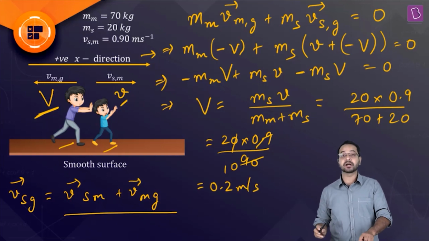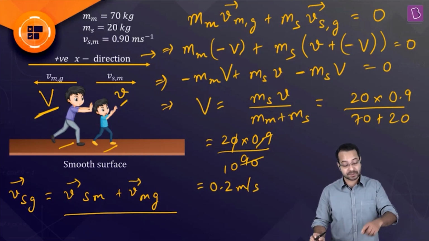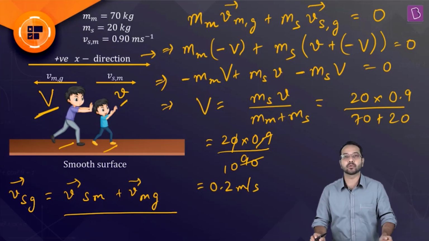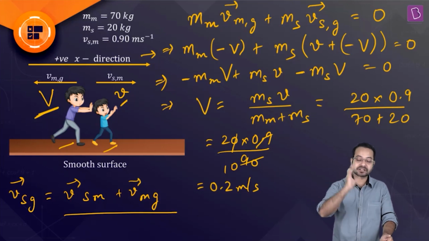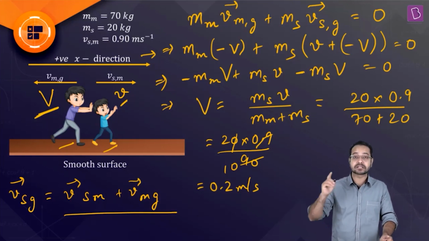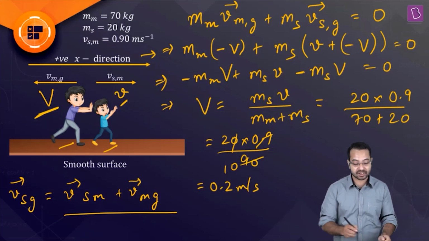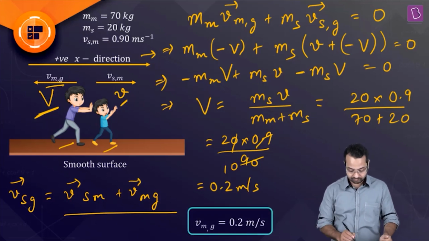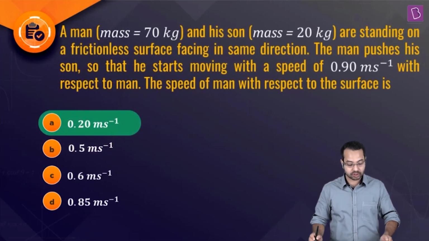Now this velocity comes out to be positive, which means the direction we have assumed is correct. If this would have come out to be negative, the direction would be opposite. So what is the velocity of man with respect to ground? It is 0.2 meter per second. Which direction? The leftward direction, and that is going to be my answer. All right, let's have a look at the options. So 0.2 meter per second, option A is going to be the right answer.